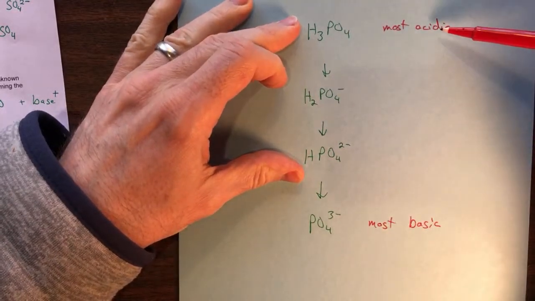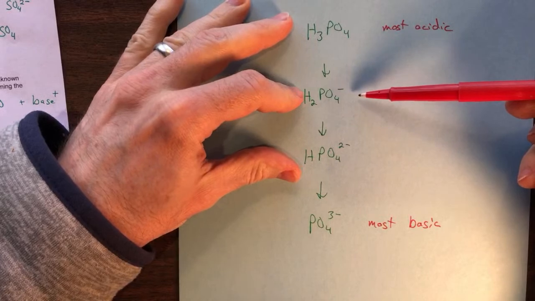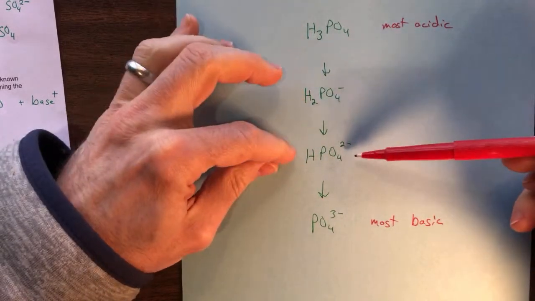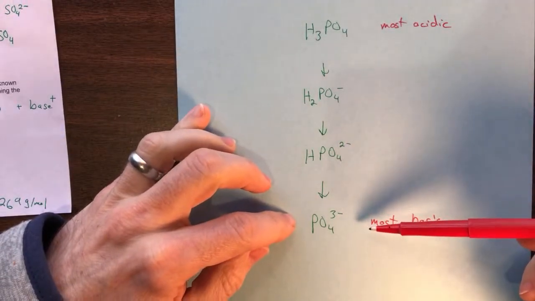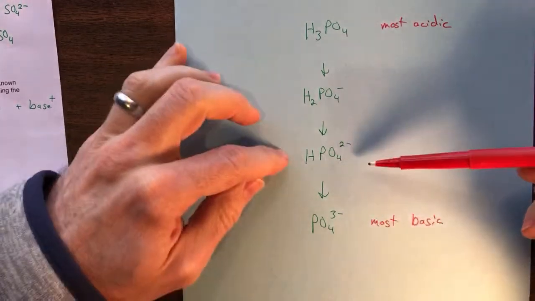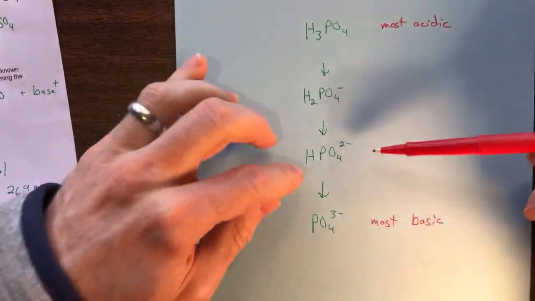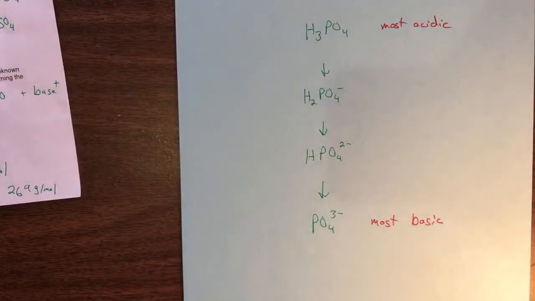If you add base to it, the first thing it's going to make is this. And then if you add more base to it, the second thing is going to make this. If you add more base to it, it's going to make this. And then if you have acid, it's going to go backwards. Adding acid is always going to be going backwards. And so it's just neutralization.